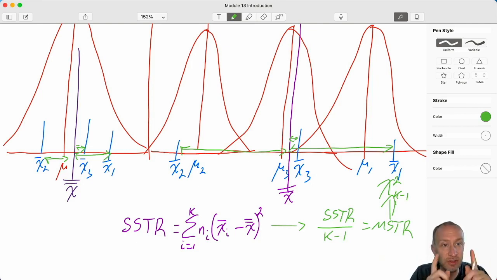So this is one estimate of sigma, one estimate of the unknown population variance. It is based on the difference between sample means and the grand mean, what is called the between treatment source of variation, or between sample source of variation. If the alternative is true, those differences are large, and we say it is an inflated estimate of the unknown population variance sigma.